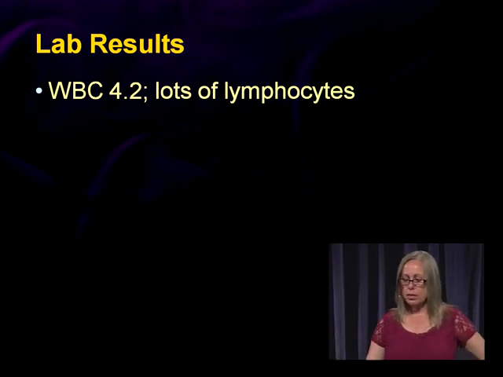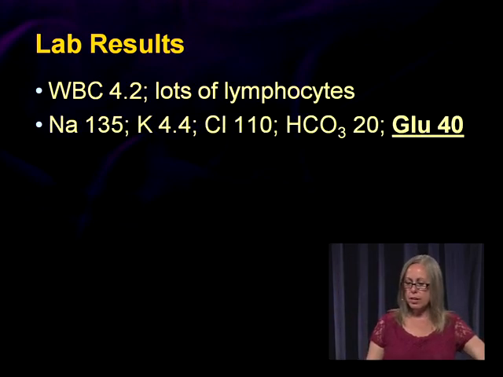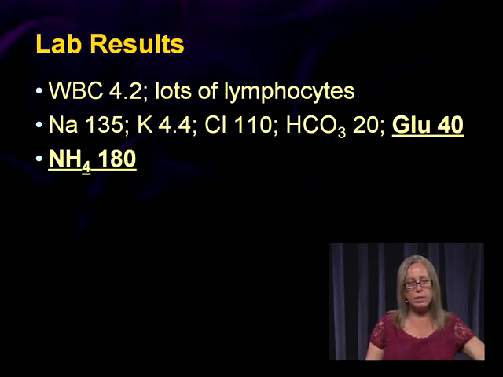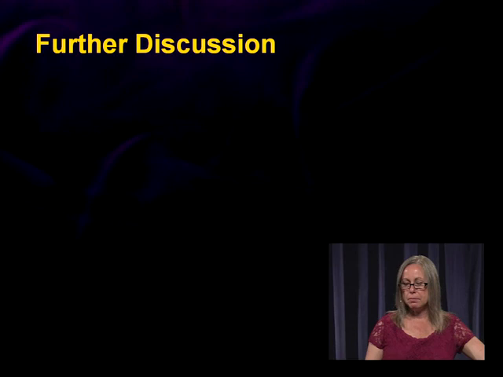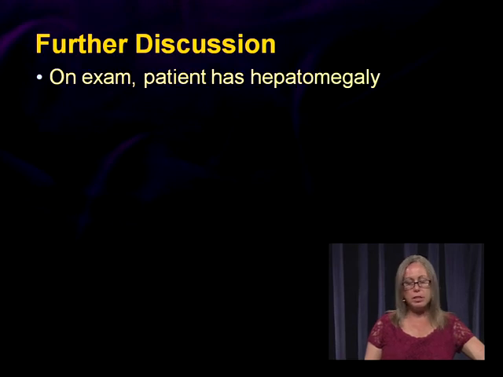He has a white cell count of 4.2 with lots of lymphocytes. He has a glucose of 40. Ammonia is mildly elevated at 180. He has hepatomegaly, or a big liver.